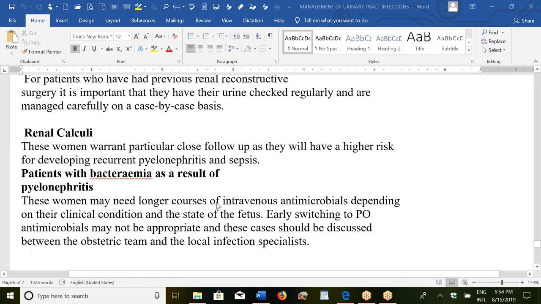Then if your patient has renal stones, renal calculi, these women warrant particular close follow-up as they will have a higher risk for developing recurrent pyelonephritis and sepsis.